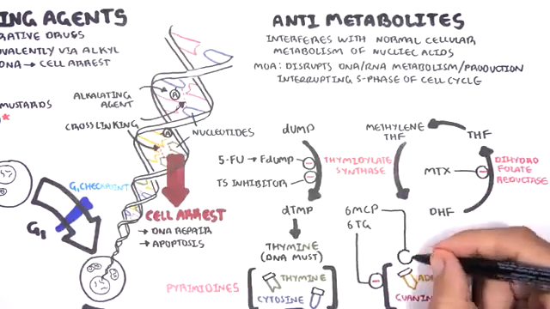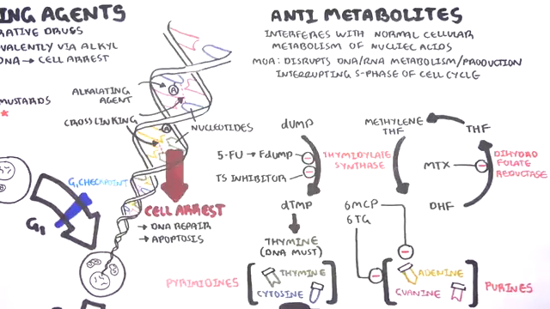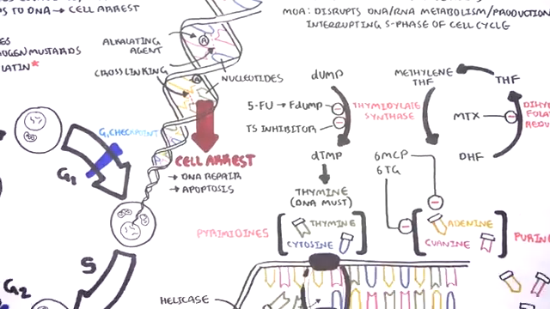In summary, anti-metabolites work by disrupting DNA and RNA metabolism and production, and thus they will disrupt cancer cells from progressing through the cell cycle.